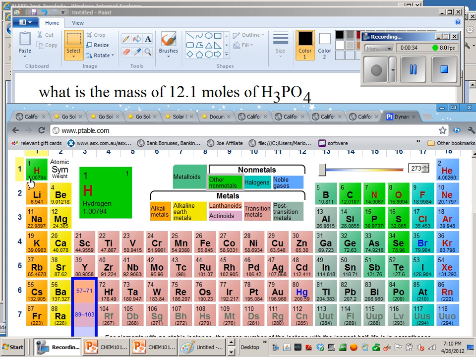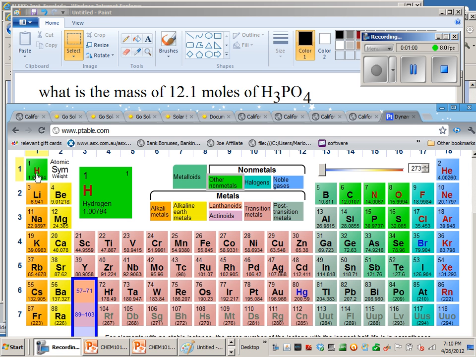Hydrogen has an atomic mass of 1.0079. When I read that number, I think grams per mole. Those are the units I think about. So if I have a mole of hydrogen atoms, I would have 1.008 grams of hydrogen. I'll write that down.